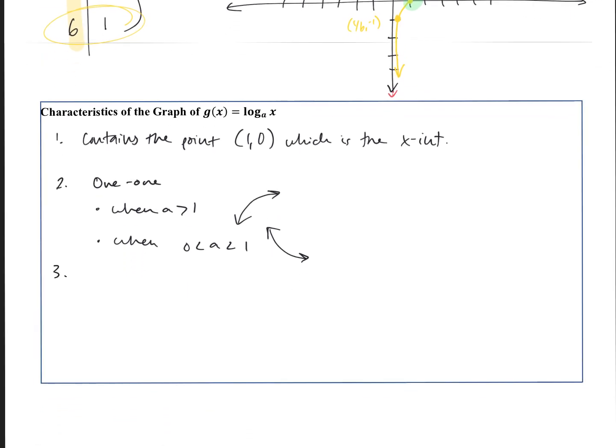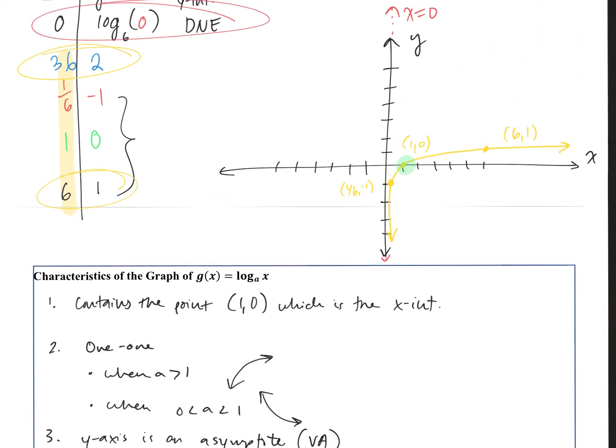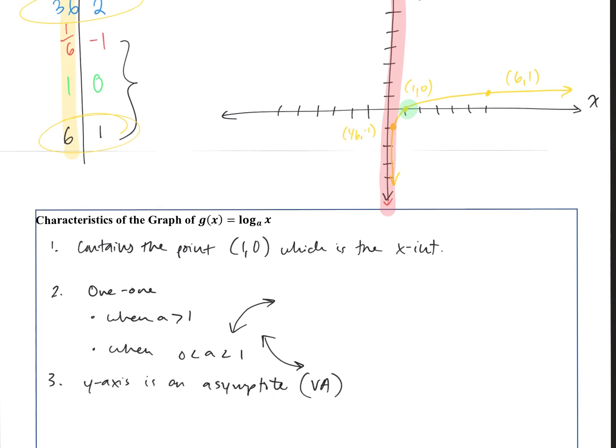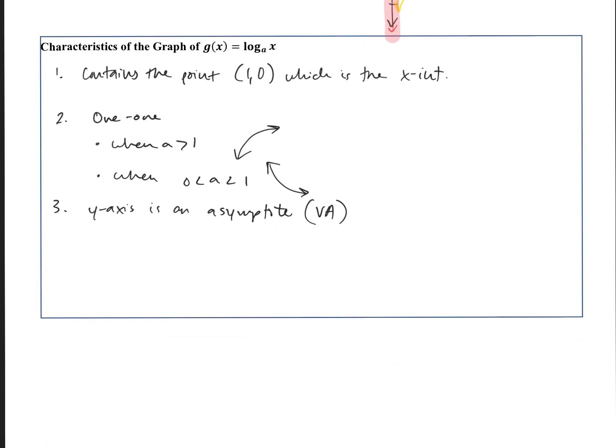And a third thing to know. The y-axis is an asymptote. To be more specific, it is a vertical asymptote. Okay, so it'll approach it, but it'll never touch it. And that's what we saw when we noticed we didn't have a y-intercept, because we have that vertical asymptote right there.